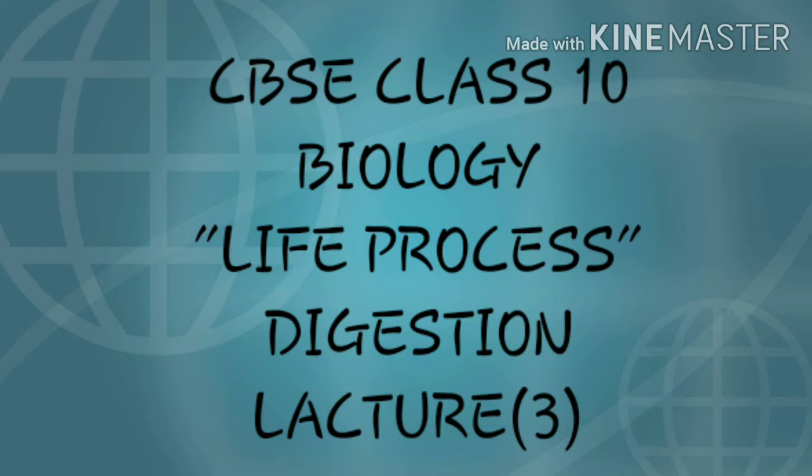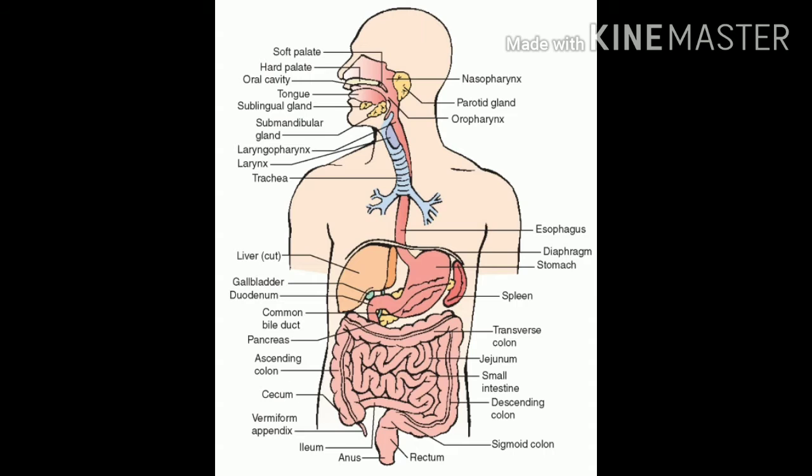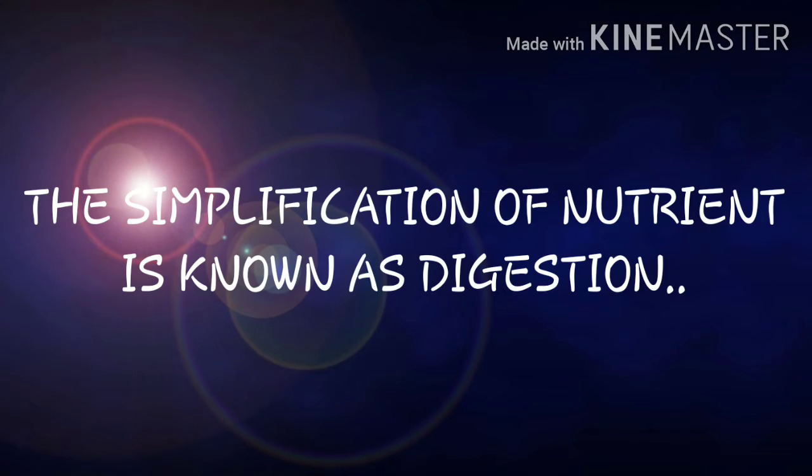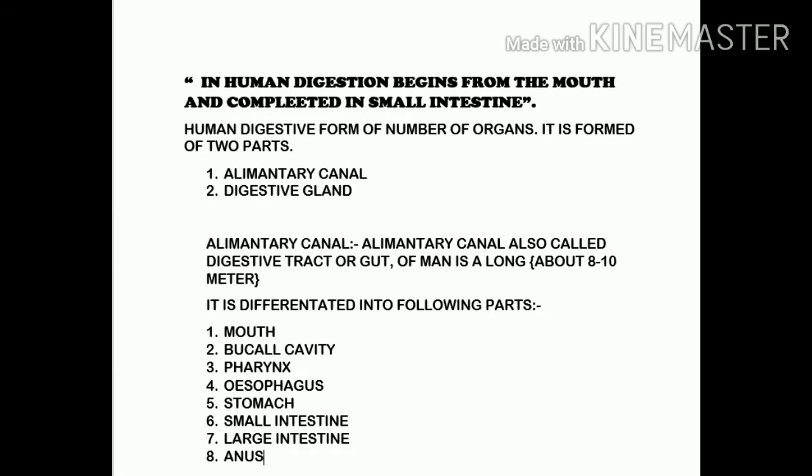In this lecture we will discuss about human digestive system. So let's begin the topic. Before starting human digestive system, we will discuss about digestion. Digestion, the simplification of nutrient is known as digestion. In human, digestion begins from the mouth and gets completed in small intestine.